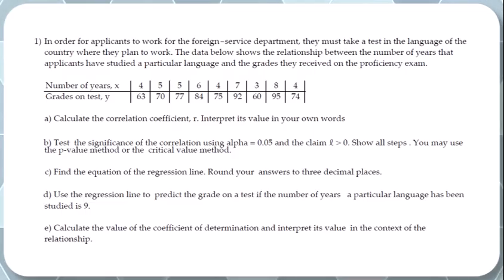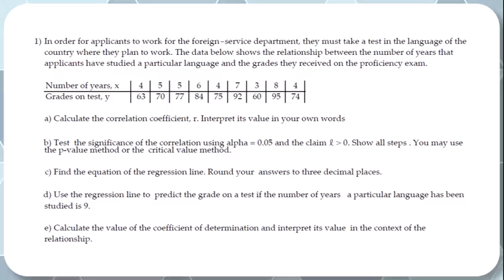So X is the number of years a person was proficient with the language, and then Y will be the grade on the test that they receive on the proficiency exam. The questions are: calculate the correlation coefficient R, interpret its meaning, test the significance of the correlation using alpha equal 5% and rho positive. So he's asking you to test for positive correlation.